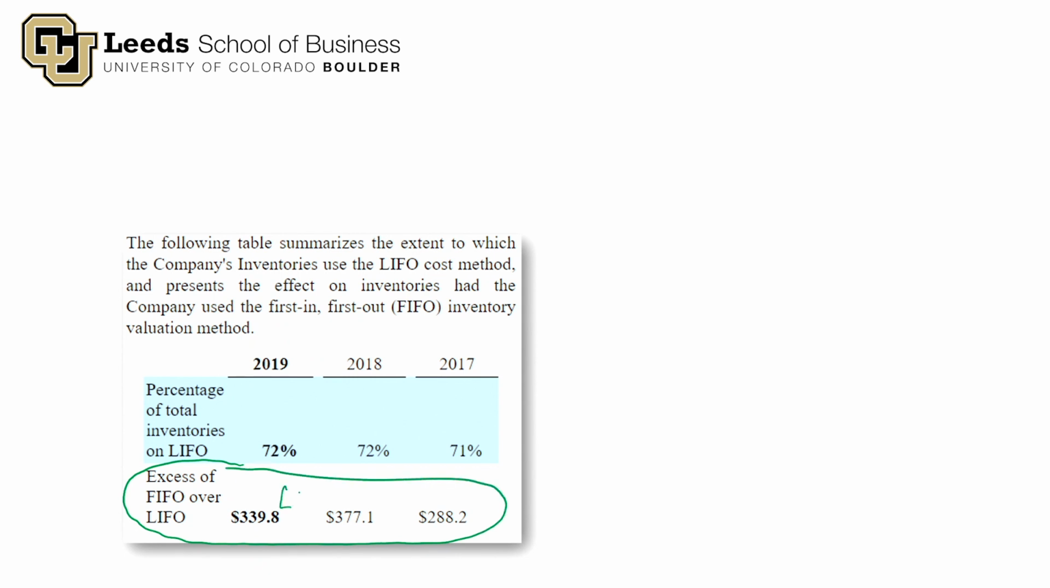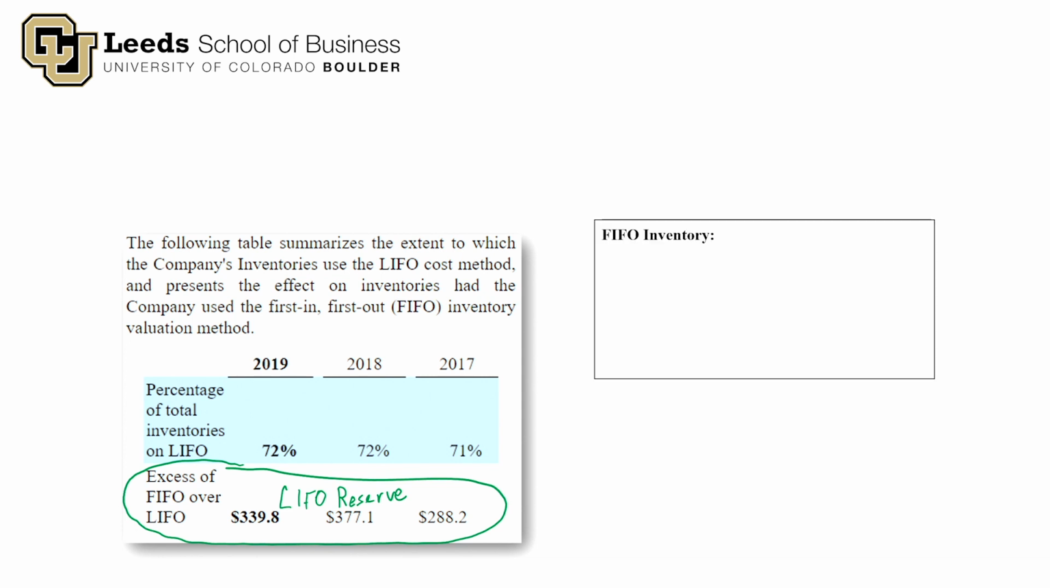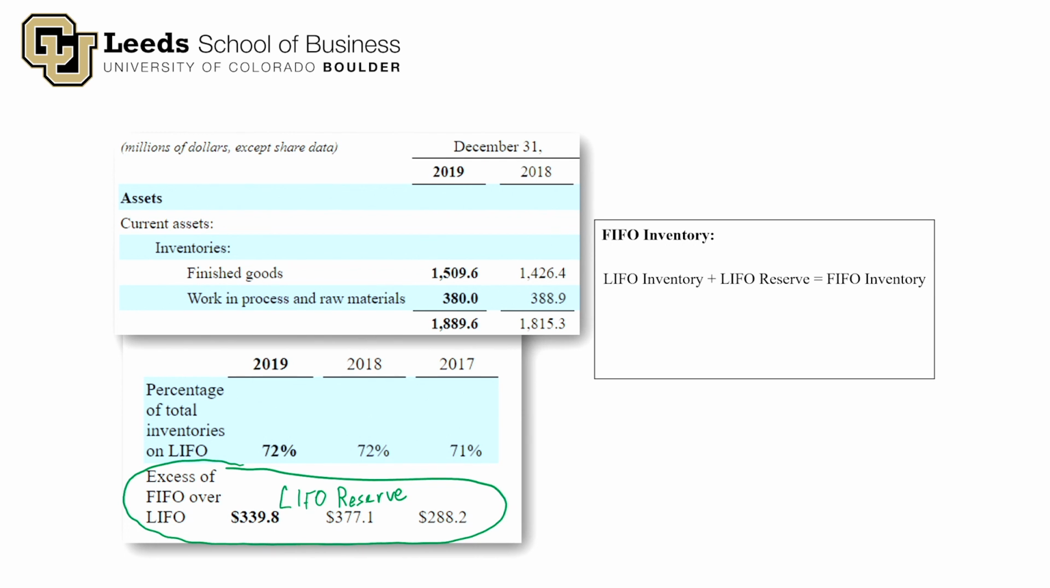Okay, so this is the LIFO reserve. At the end of 2019, the LIFO reserve is 339.8. At the end of 2018, it was 377.1. Now you need to know these equations. To reconcile LIFO inventory to FIFO inventory, you take LIFO inventory and you add the LIFO reserve. When you do that, you end up with FIFO-based inventory.